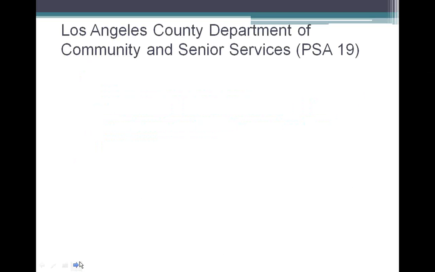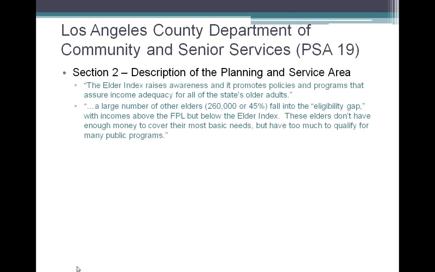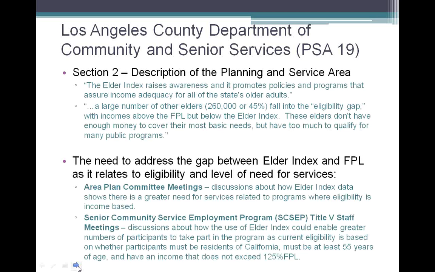Great. Thank you so much, Mike, for sharing what PSA is doing with the Elder Index and really the leadership that you all have taken around it. We have a few other examples from a couple of your other fellow AAA partners.